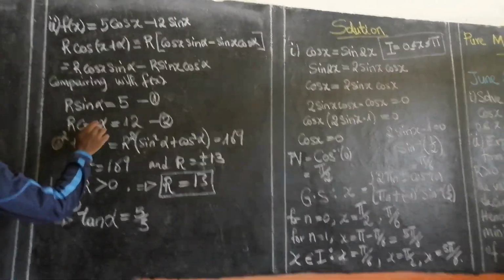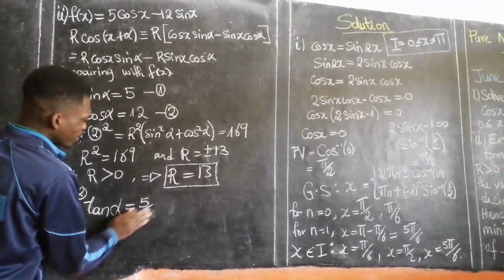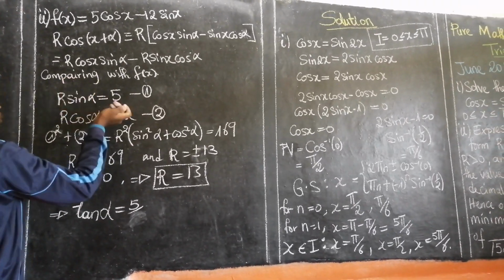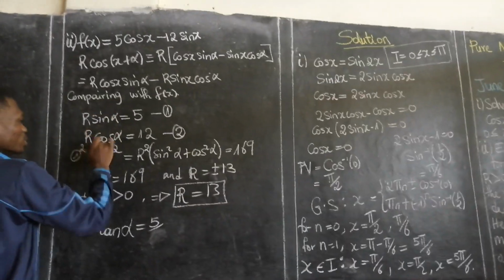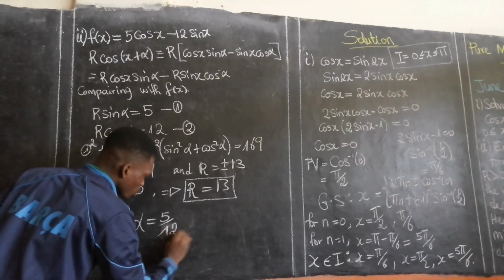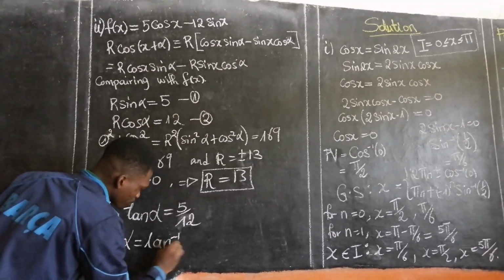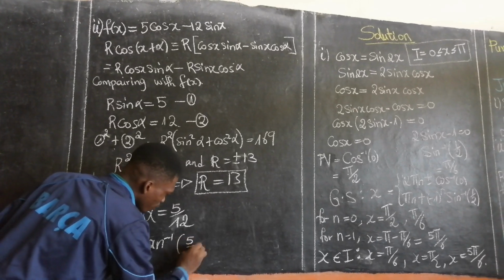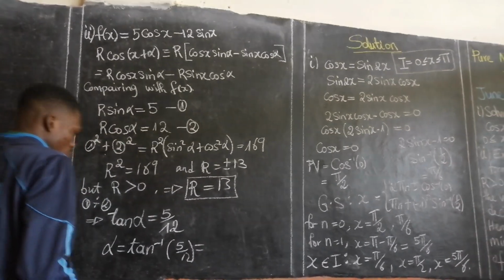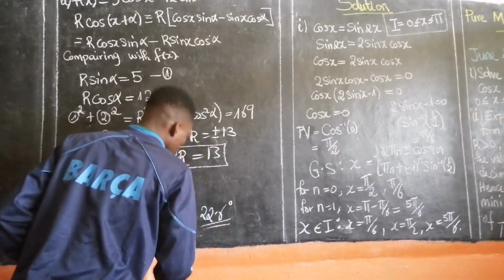Sine alpha over cos alpha is tan alpha. R cancels off. Now we have that sine alpha over cos alpha, which is tan alpha, is equal to 5 on 12. And so alpha is equal to tan inverse of 5 on 12. Mathematically, this gave me 22.6 degrees.